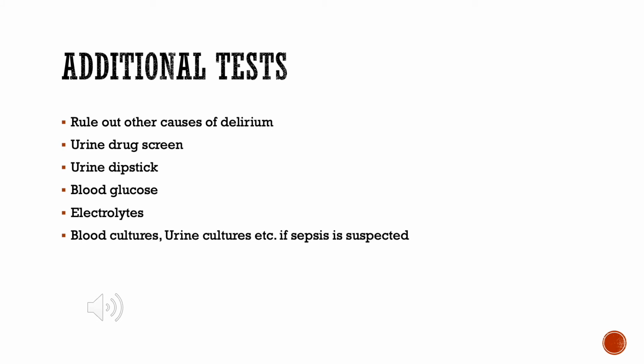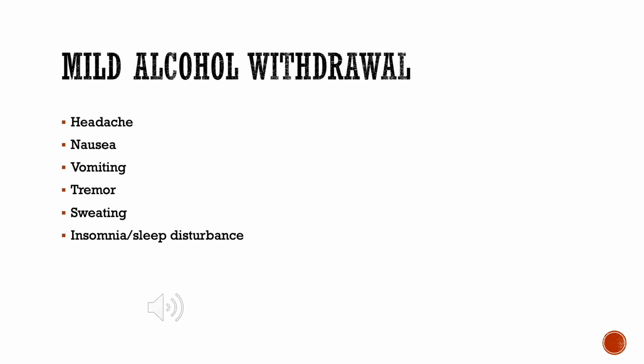You may want to perform additional tests to rule out other causes of delirium and to rule out other comorbidities. So you can do a urine drug screen to rule out other drugs of abuse, do a urine dipstick to rule out a urinary tract infection. You can do a blood glucose to check for hypoglycemia, look at electrolytes and blood tests to check for any electrolyte abnormalities which may be worsening the confusion. You can take blood cultures, urine cultures, etc. if sepsis is suspected as well. Also remember that these things can coexist with acute alcohol withdrawal.